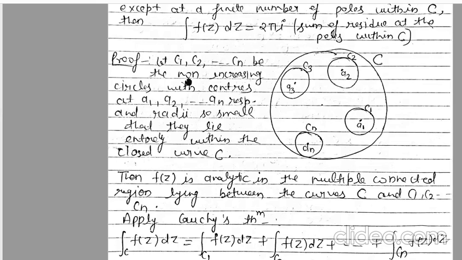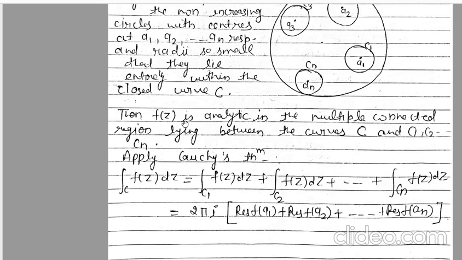Now there is a proof here. Let c1, c2, cn be the non-intersecting circles, with the centers at a1, a2, an respectively, and radii so small that they lie entirely within the closed curve. These are the small radii circles, and these are entirely within the closed curve. Then f(z) is analytic in the multiply connected region lying between the curve C and C1, C2, and so on, Cn. So this is the multiply connected region.